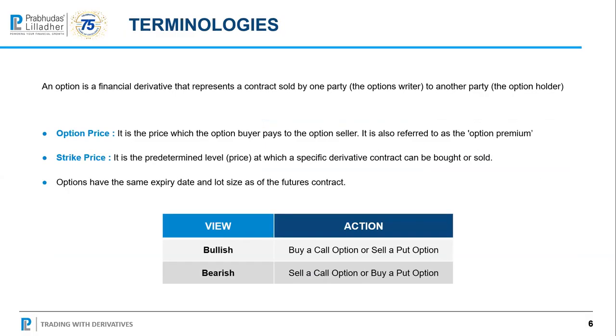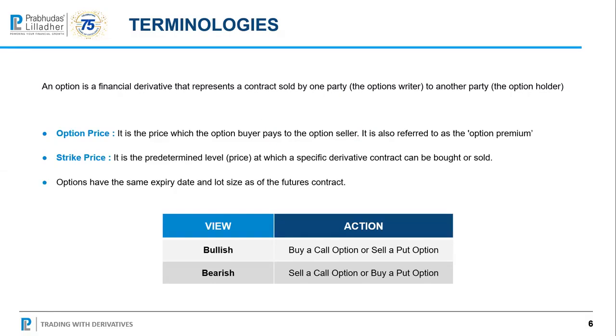So like I said, option price is what we just need to understand. It is the price which the option buyer pays to the option seller. And strike price, like we have already seen in the option chain, there are many strike prices. Say Nifty is trading at 15,000 today. We have strikes of 15,100, 200, 300, and also 14,900, 14,800, 14,700. So likewise, we have various strikes for every contract. So that is the strike price.